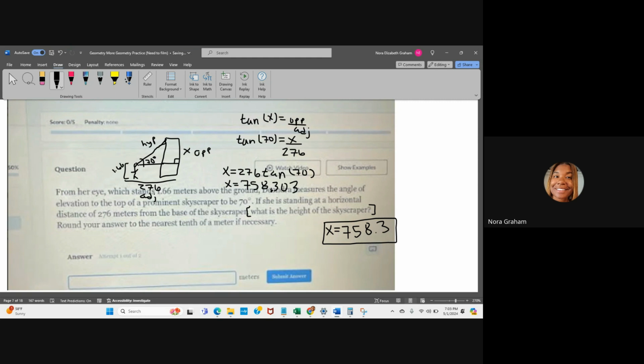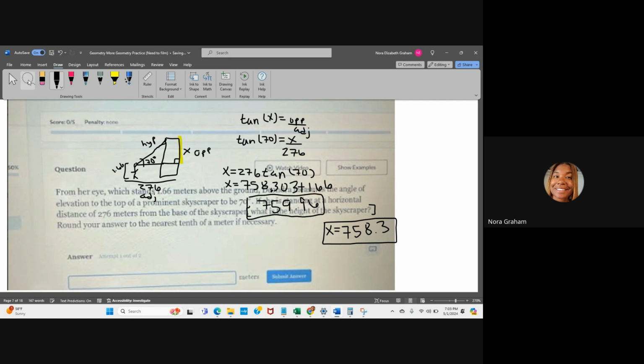But don't forget that we have to add on this other part, right? So I can complete this whole thing because they want to know the whole length of the building, that whole side, right? So I only found this portion right here. Okay. So I have to add 1.66. So now if I do that, plus 1.66, I get 759.96, and you would go ahead and round that, okay?